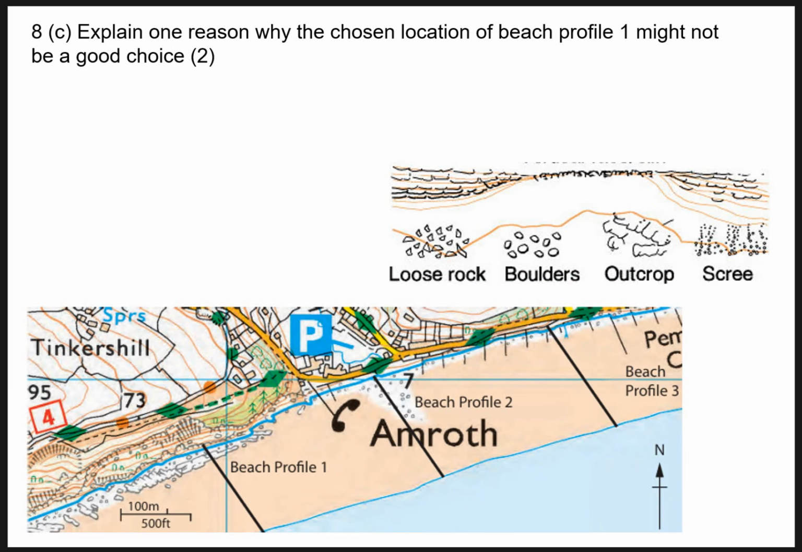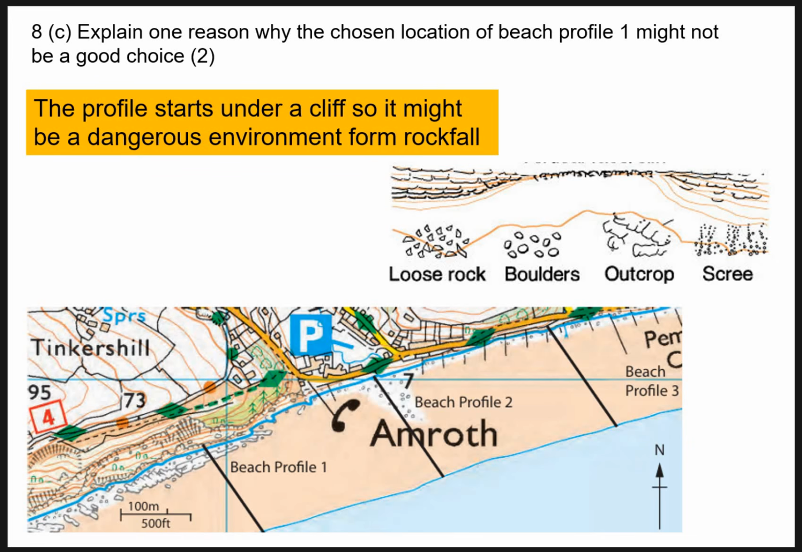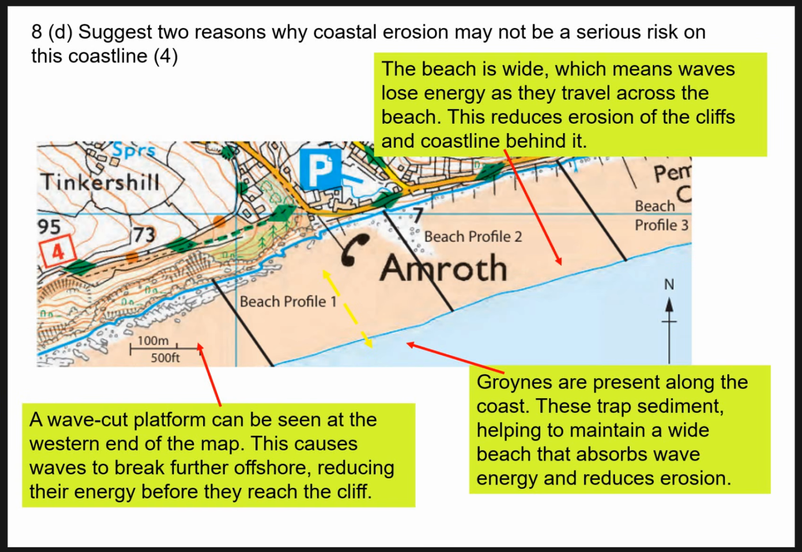8C. Explain one reason why the chosen location of beach profile 1 might not be a good choice. So I've added the OS map key. You won't have this, you won't need it, but there are a few things you should know and remember. Outcrops, loose rock, scree maybe as well. So we can see this profile starts under a cliff. So beach profile 1 is under a cliff. So it might be a dangerous environment.